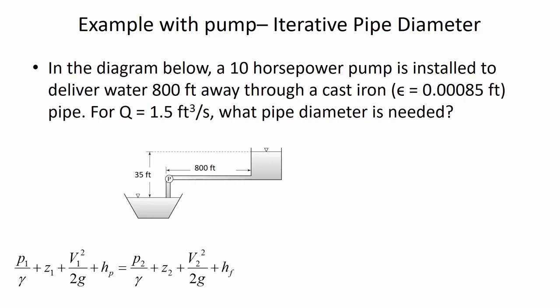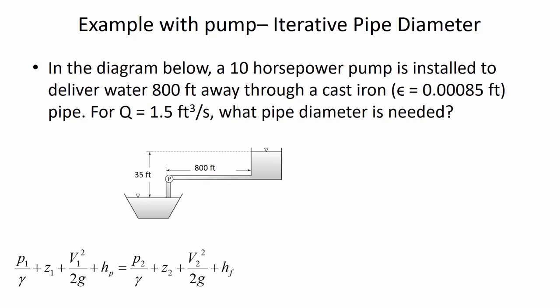So that simplifies this equation into saying that the pump head that's being added is overcoming the friction losses and the elevation difference. So we've got Z1 plus H sub P is equal to Z2 plus H sub F. So the reason why we have to add the pump head is because of the delta Z plus the H sub F.